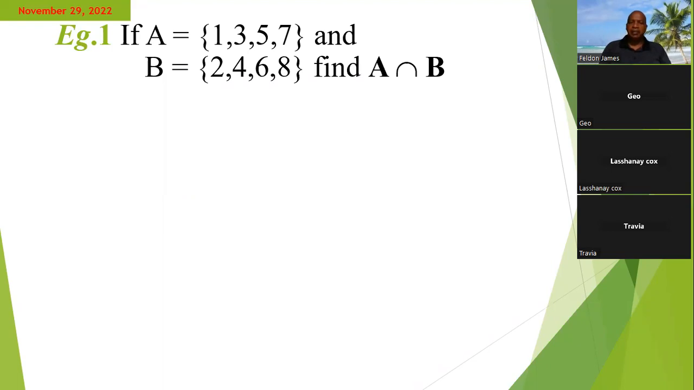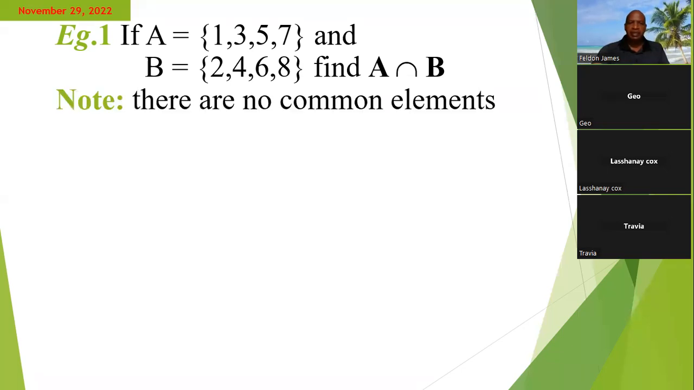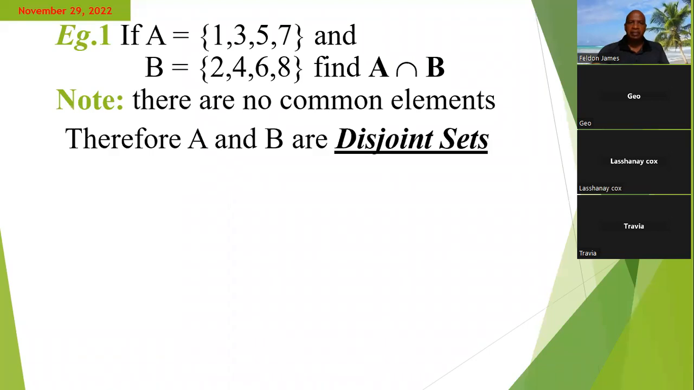Is there any common members in A and B? No, sir. If there are no common members in A and B, what would A and B be? What would be the answer? Empty set. Yes, it would be an empty set. So you would have to say the intersection of A and B is equal to null or empty set. So there are no common elements. The two sets are disjoint.